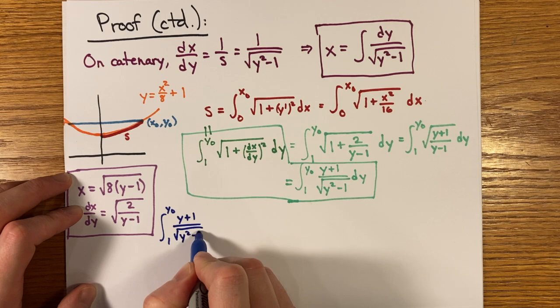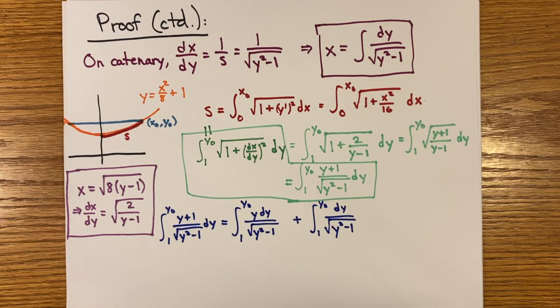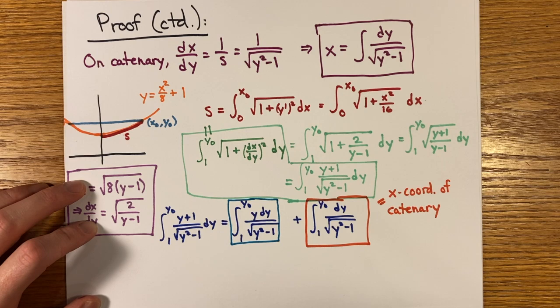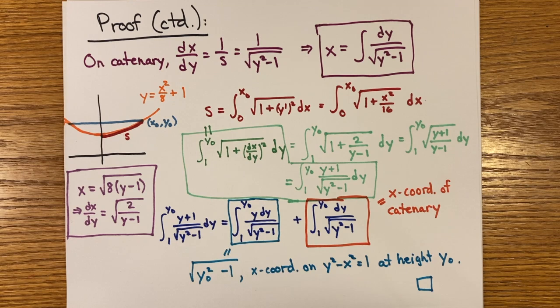You split this into two integrals, one of which is what we just said is the x-coordinate of the catenary with a equals 1. The other has a very simple substitution and evaluates to square root of y naught squared minus 1, which is the x-coordinate at height y naught on the unit hyperbola. That's how Bernoulli constructed the solution of the catenary problem.